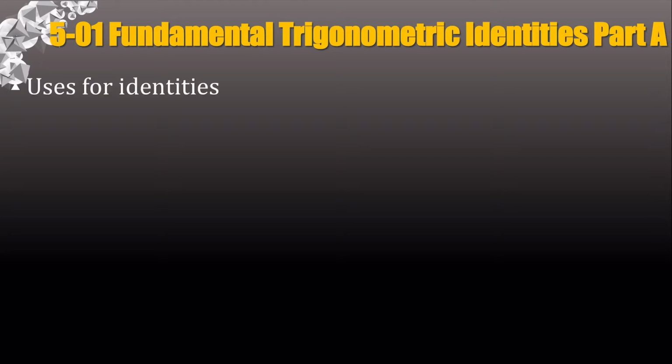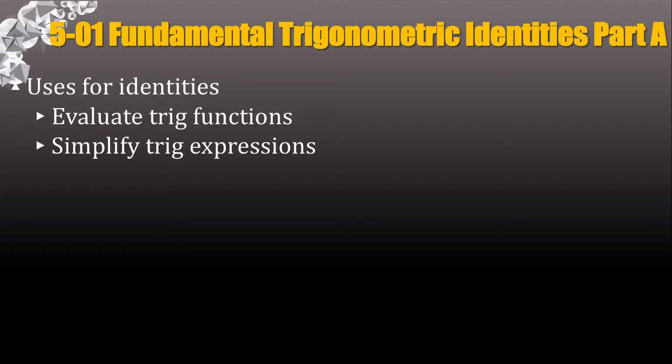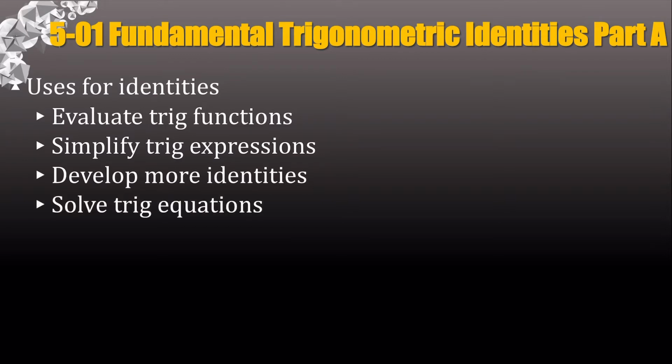5.1 Fundamental Trigonometric Identities, Part A. Uses for identities. Identities are statements that are true no matter what the value of x. We can use them to evaluate trigonometric functions. We can use them to simplify trigonometric expressions. We can use them to develop more identities. And we can use identities to solve trigonometric equations.